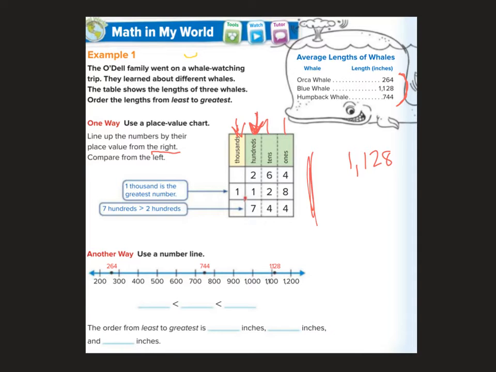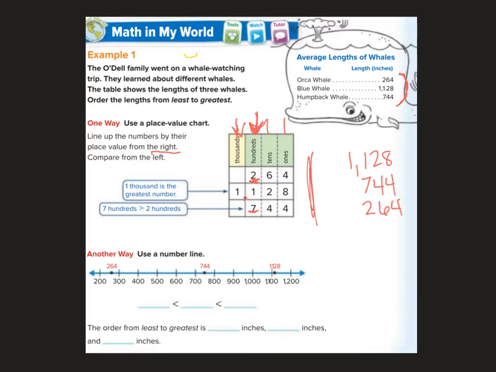Next, we're going to look at the hundreds place. And we notice we have a 2 versus a 7. So 7 hundreds are more than 200. So 744 is going to come next. And lastly, 264. So that's how to use a place value chart.